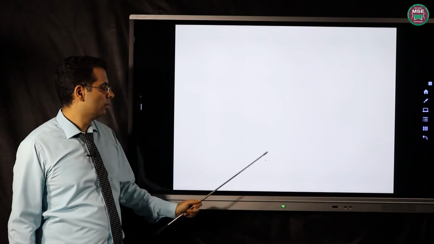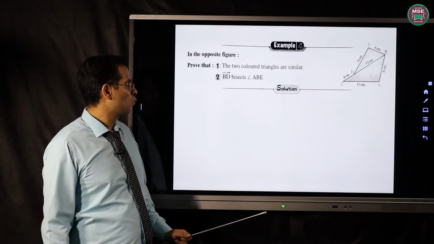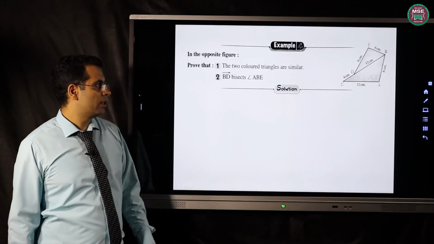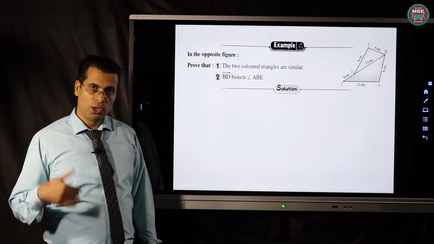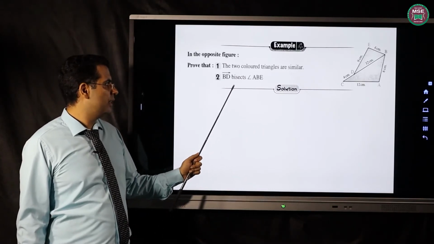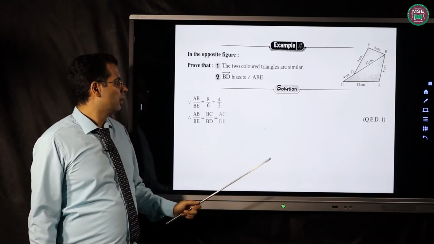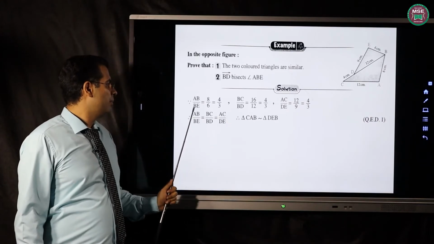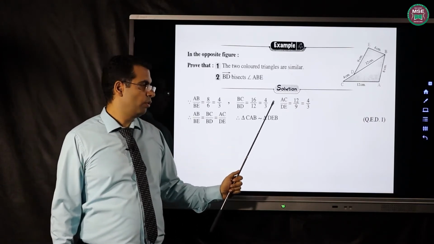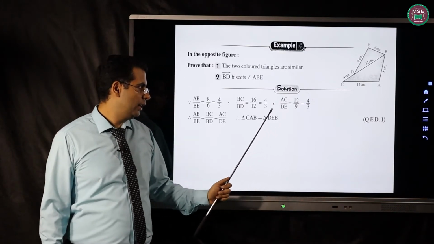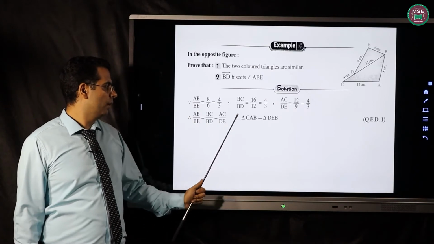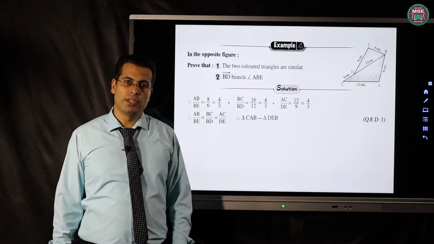Another example. We have 2 triangles. We want to prove that the 2 triangles are similar. This is the first, as we did in the previous example, and the new one: BD bisects the angle ABE. The same steps. AB over BE gives me 4 over 3. BC over BD equals 4 over 3. And AC over DE also equals 4 over 3. Then the corresponding sides are proportional. Therefore, the 2 triangles are similar.